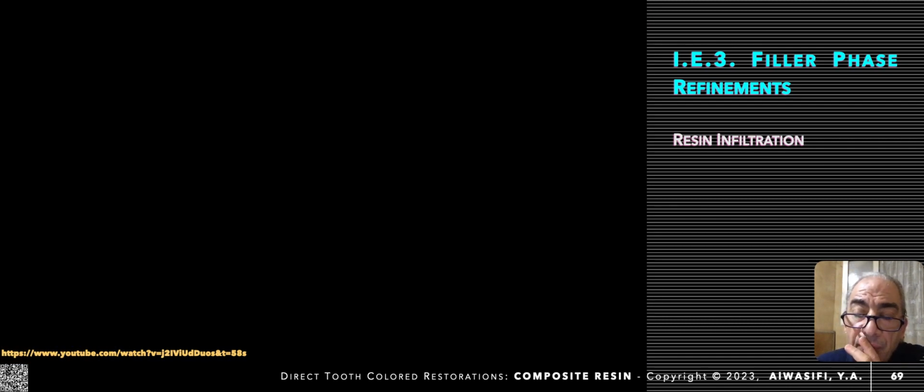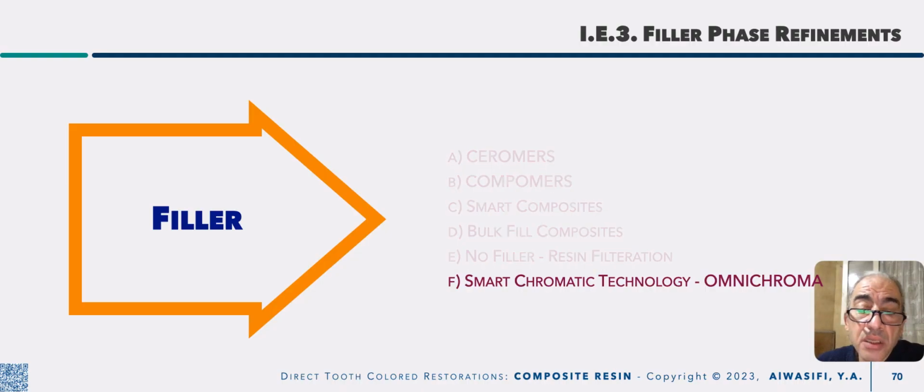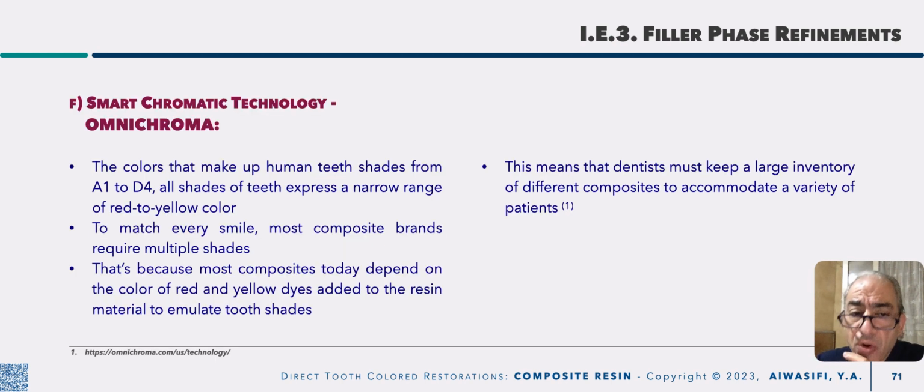Then comes the smart chromatic technology, or Omnichroma. What is Omnichroma, and what is smart chromatic technology? When you are restoring a tooth, you have a possibility of multiple shades, at least 16 shades, ranging from A1 to D4.